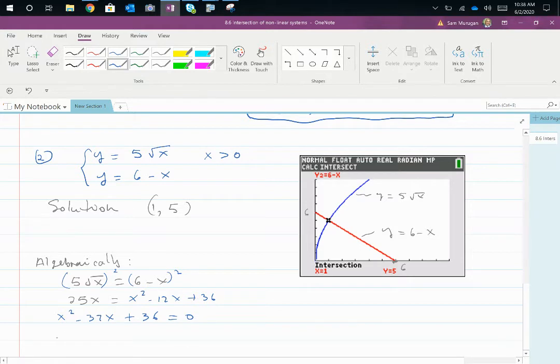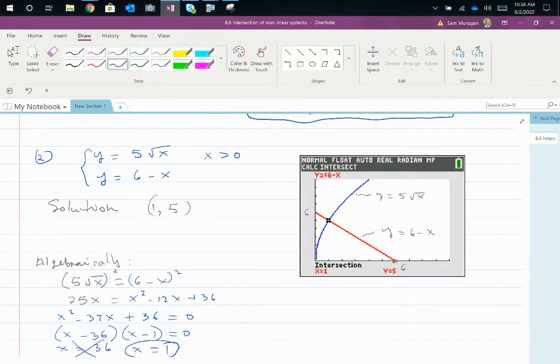So factoring here, I would have x minus 36 and x minus 1 is equal to 0. So x is equal to 36 and x is equal to 1. But we know that this intersection point is close to 1. So we were going to take x is equal to 1 and take this one out.